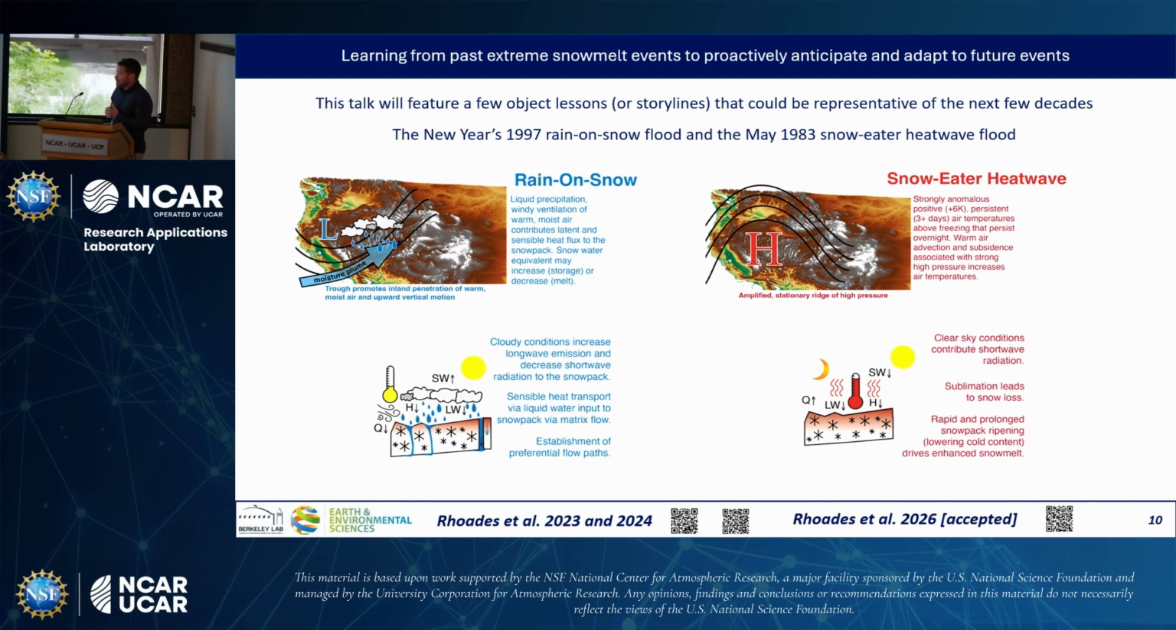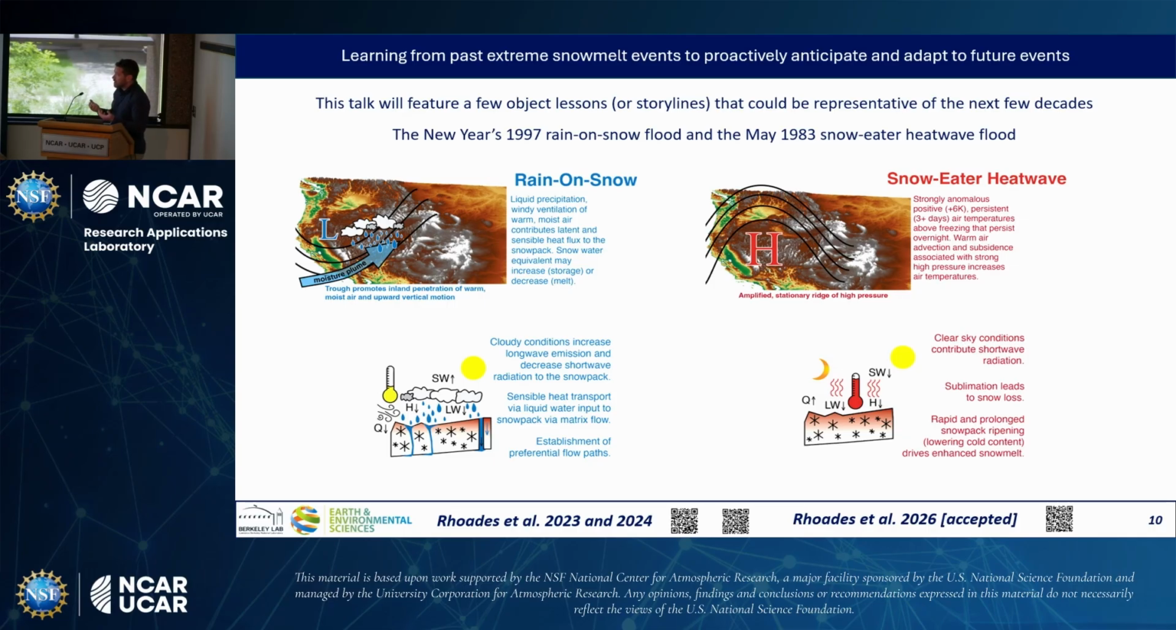And rain on snow can both build snow water equivalent and can also decrease it through melt. And there's some nitty-gritty details about the processes at the bottom left there. And then snow to heat wave events are, again, associated with these amplified stationary ridges of high pressure.